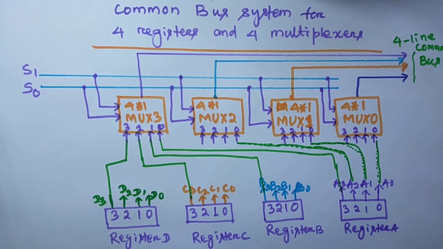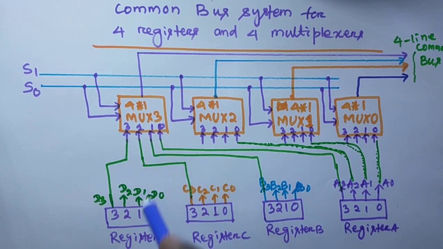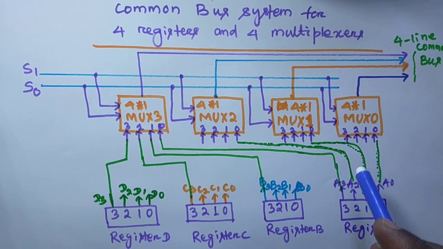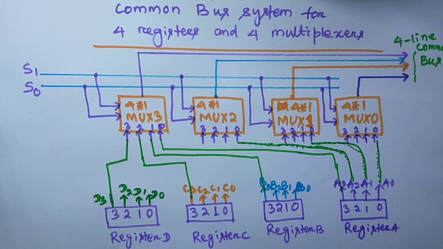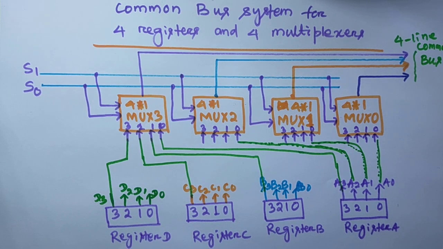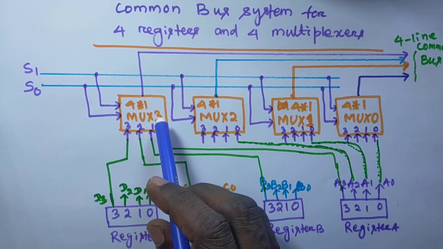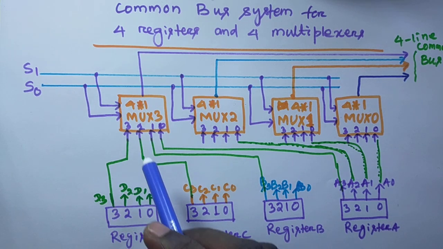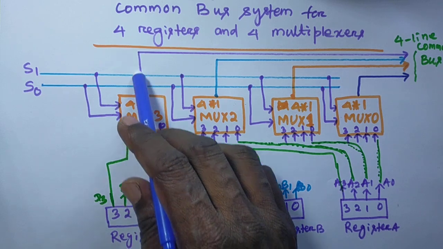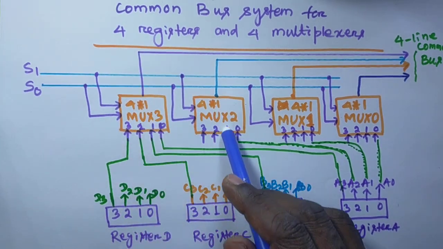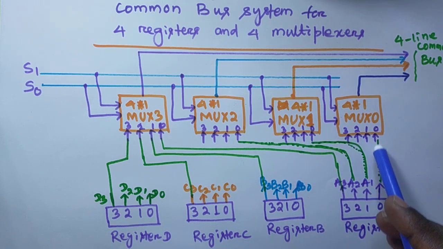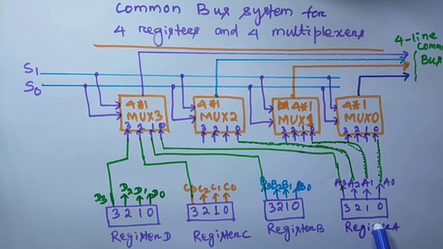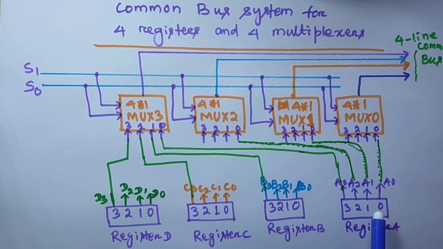Then what happens? We took 4-to-1 multiplexers, 4 multiplexers in total, and each multiplexer is designed with a 4 into 1 structure. That means each multiplexer receives 4 data inputs and releases 1 output. All multiplexers receive 4 data, provided by the registers. Here you see the different registers provide different data, and the connection is designed in a very simple way.